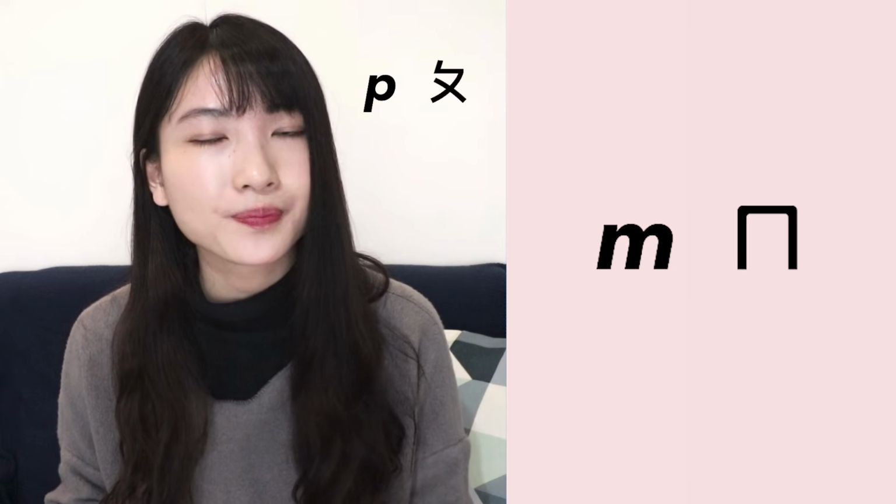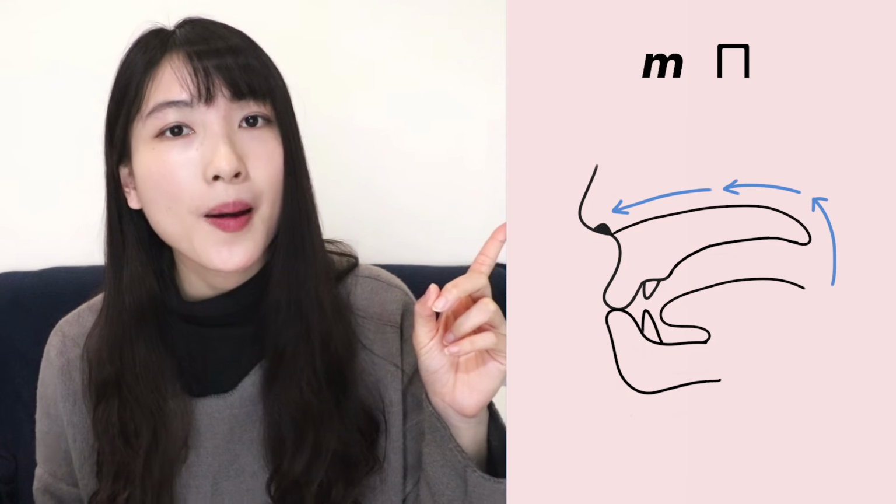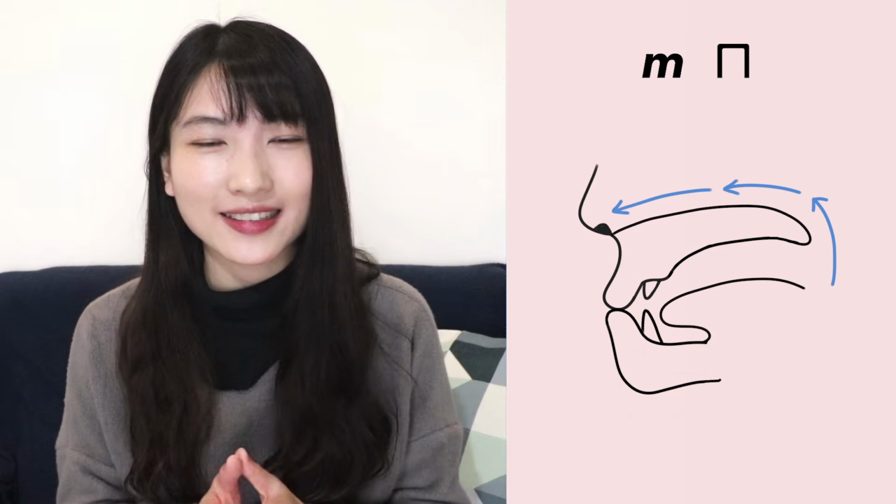Okay, next one. Almost all spoken languages include this sound, so I guess this won't be too hard for you. Pronouncing this sound is the same as b and p. You need to close your mouth, but m is a nasal sound, so the air should escape through the nose, like this. Okay, let's practice.